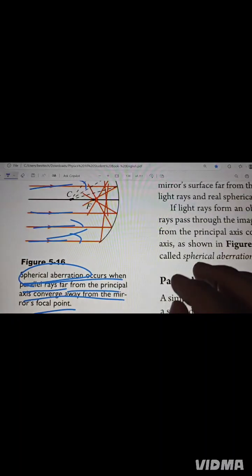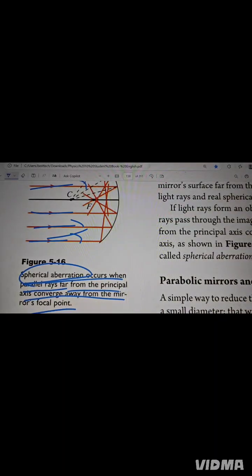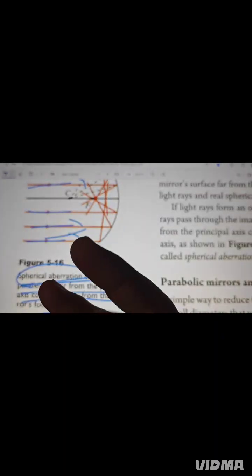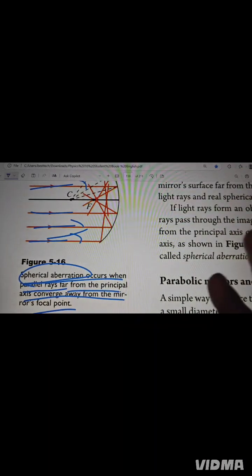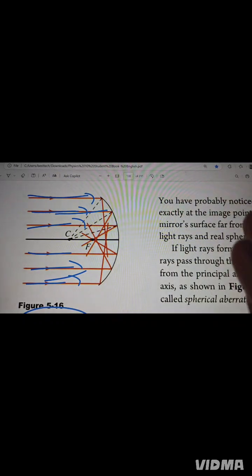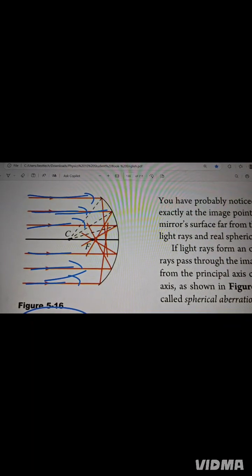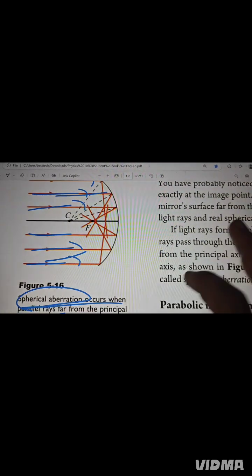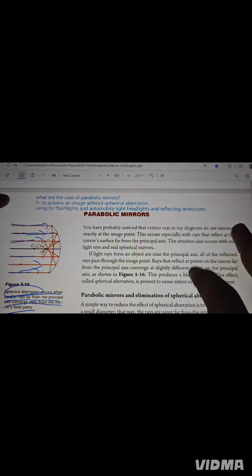Actually, this is a problem, because the image produced with spherical aberration is not clear, not vivid. For example, the image becomes blurry, not nice, and you cannot see the detail. The image won't be clear. So how can we fix this problem?